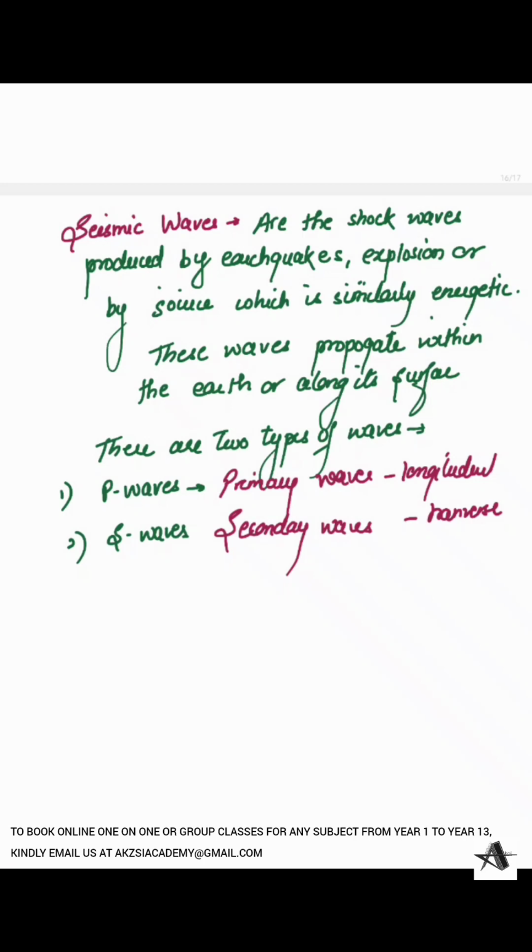But we can add a third one, which we generally call surface waves. Surface waves are also longitudinal waves like P waves, and they are the slowest among all. P waves are the fastest, S waves are a little slower, and surface waves are the slowest. And they travel along the surfaces only, and that's why they got their name.